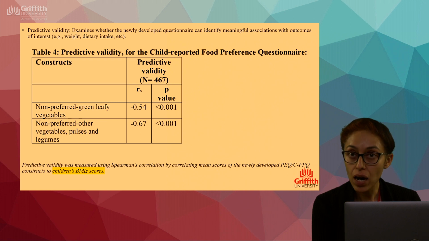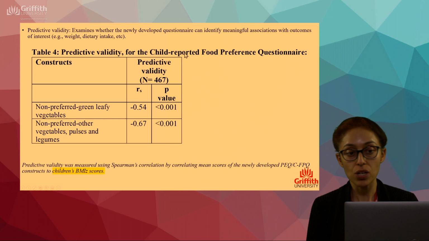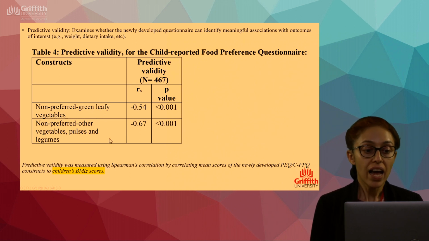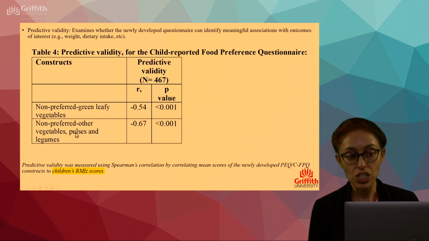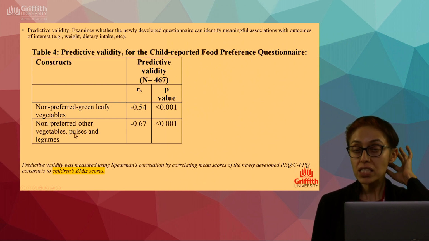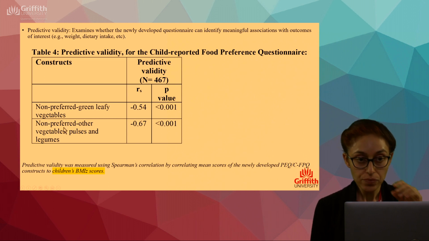I have my questionnaires. For example, over here I have taken the child questionnaire, which is the child reported food preference questionnaire, and the children say that they hate dark green leafy vegetables and they hate the light green leafy vegetables and pulses and legumes as well. How does this information relate to their weight status?